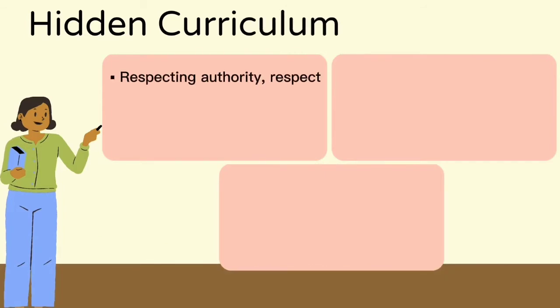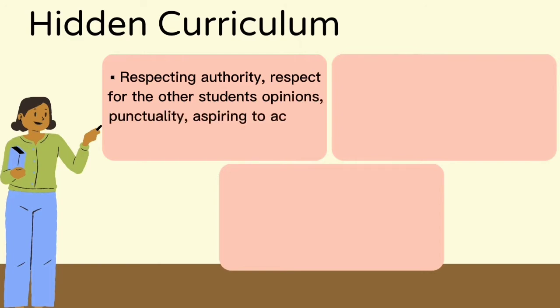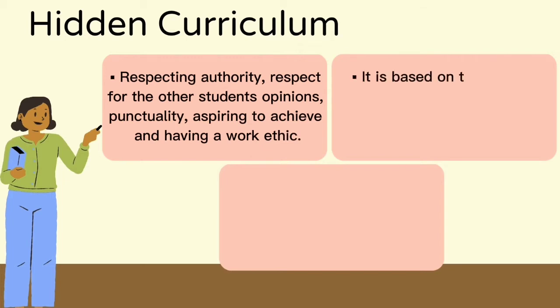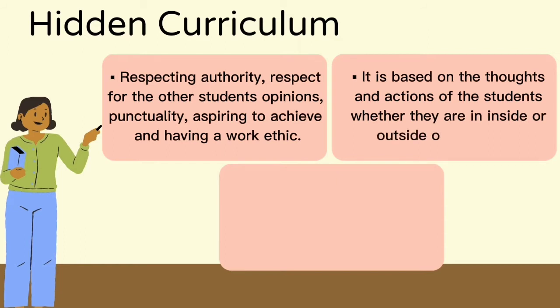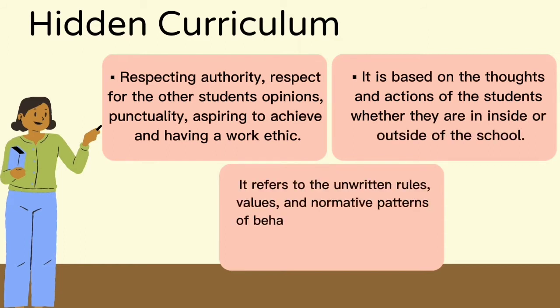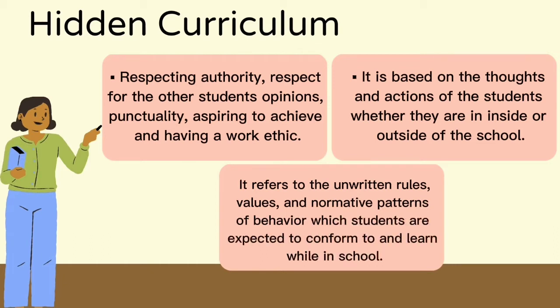Hidden curriculum. Examples: respecting authority, respect for other student opinions, punctuality, aspiring to achieve and having a work ethic. It is based on the thought and action of the students whether they are inside or outside of the school. It refers to unwritten rules, values, and normative patterns of behavior which students are expected to conform to and learn while in school.